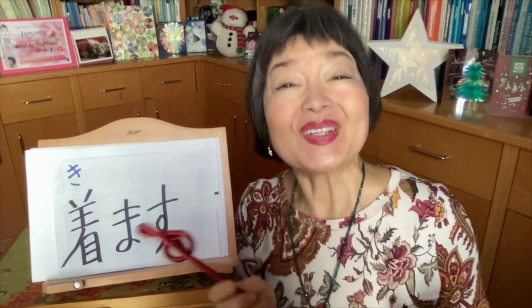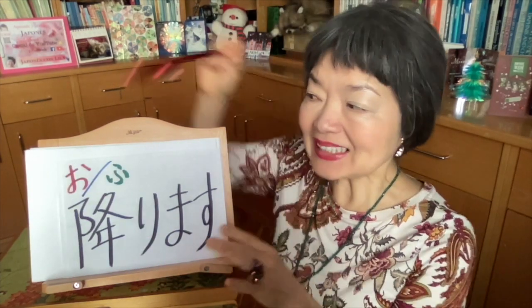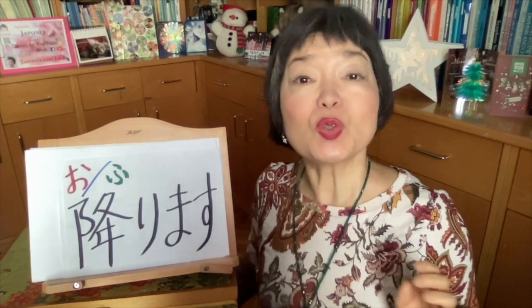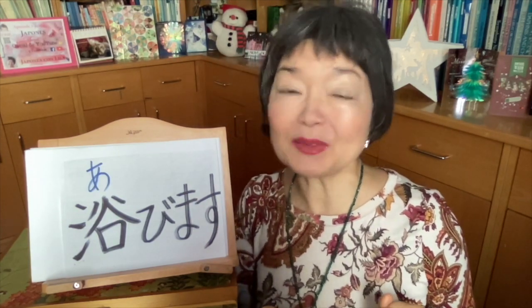ジャケットを着て. 降ります, with this kanji and when we pronounce it with o, it means to get off the train, get off the bus. This is also the second group, the irregular one. So without mas, 降りて, to get off. 浴びます, this is also the second group, the irregular. So without mas, 浴びて. 浴びます means to take a shower, to take a sunbath.